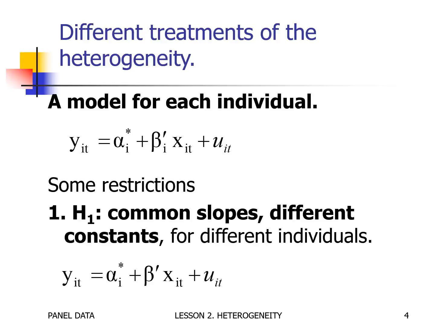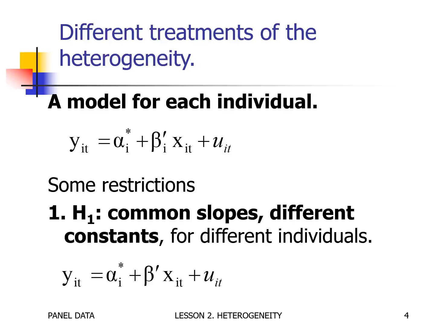This first model, at the bottom of this slide, you see it's Y_it equals alpha star_i plus beta prime X_it plus u_it.